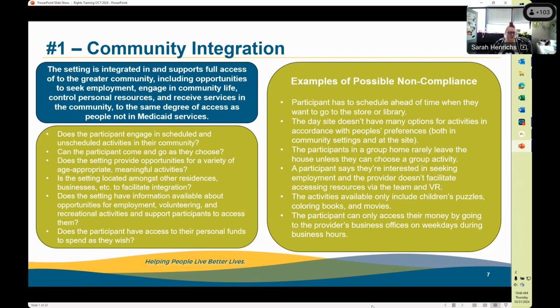Some of the exploratory questions for community integration include, does the participant engage in scheduled and unscheduled activities in their community? I should underline and highlight the unscheduled part of that question. Because I don't know about you, but I do have some scheduled community activities. Nobody in my life calls them outings except me, if I'm being ironic because I work in this field. I go places and I do things, not very much because I don't like to go places and do things, but I also do things unscheduled.